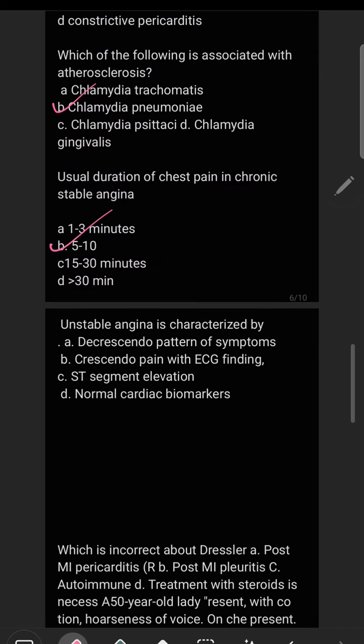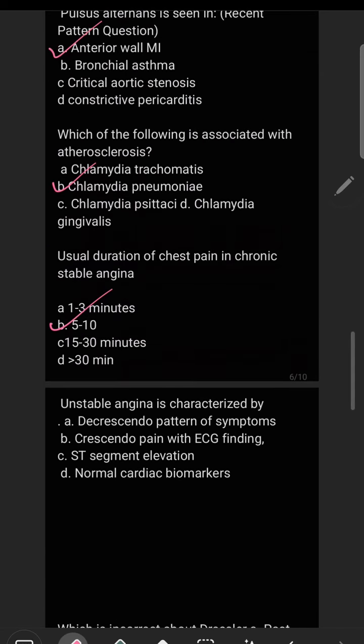Then we have to understand that unstable angina is characterized by a crescendo pattern of symptoms, crescendo pain, with ECG findings, there can be ST elevation, and normal cardiac biomarkers. So the option is crescendo pattern with ECG, there can be ST elevation also.